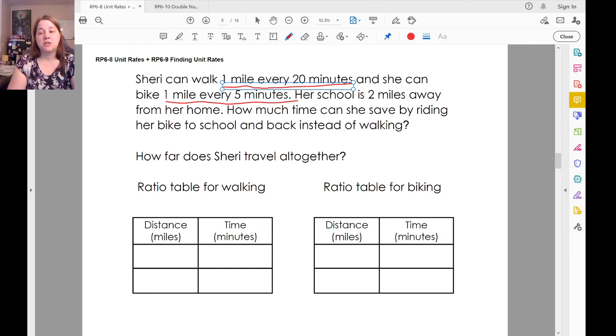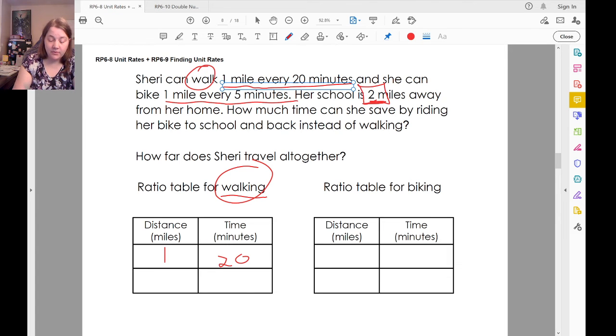So we have 2 questions here. How much time can she save if she rides her bike? And how far does Sherry travel altogether? Let's take a look at both of these. The ratio table for walking. So to talk about walking, we're going to look at the walking section. She can walk 1 mile every 20 minutes. So we're going to put 1 mile for 20 minutes. Great. But her school is 2 miles away. So I'm going to put a 2 under the miles, and now I want to know how long it will take her to walk that.